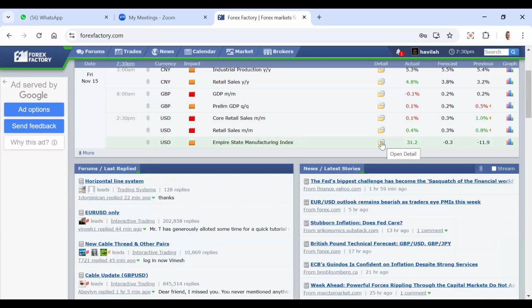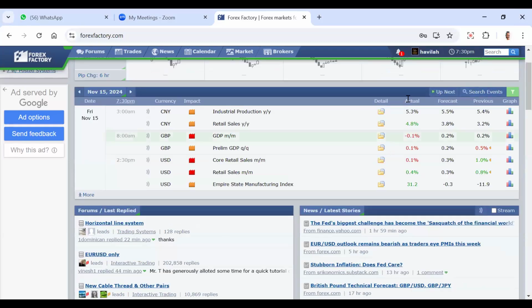Good. Now, so what does this really mean? Actual greater than forecast. Now we'll come to this other section of the screen. You can see here we have the actual.